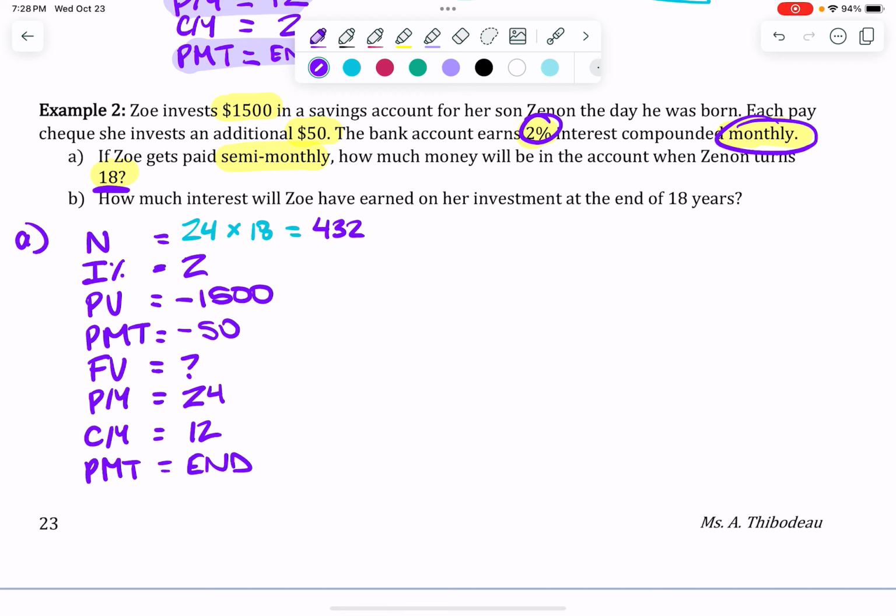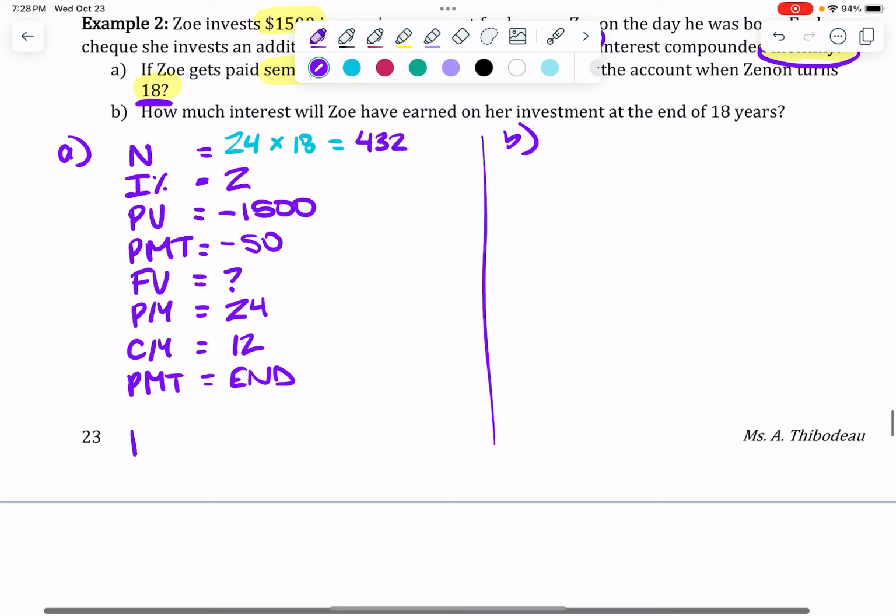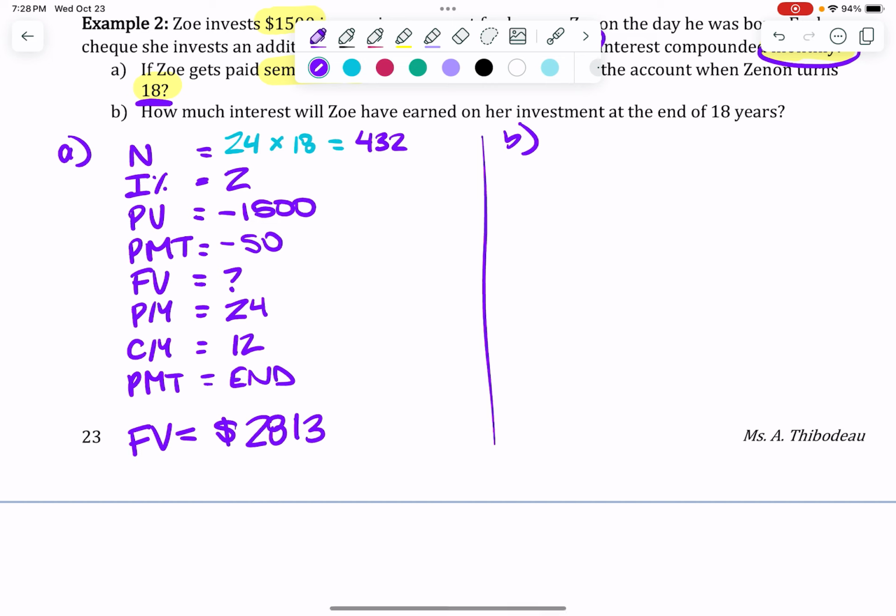This is only part A, so I'm going to make sure I'm leaving room for part B here. But I'll kind of move this up a little bit. No, I have room. Okay. But when I plug that in, I should get $28,134.17.